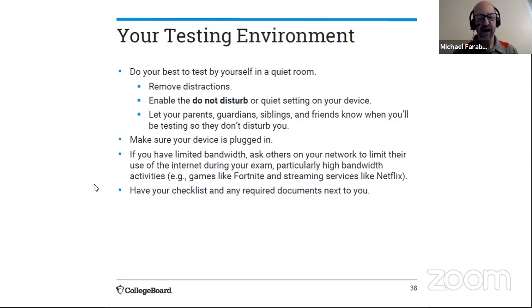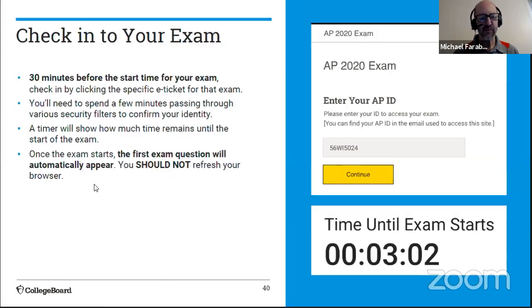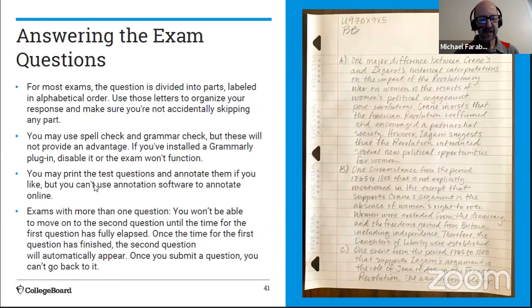All right, this just talks about giving yourself a good environment for testing and minimizing distractions and making sure you have good access to your internet or cellular connection. It talks about the check-in process where you log into the exam with your e-ticket, and then you would answer the question. And again, we'll be talking about the format and the practice next week.